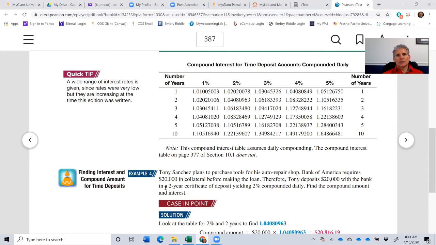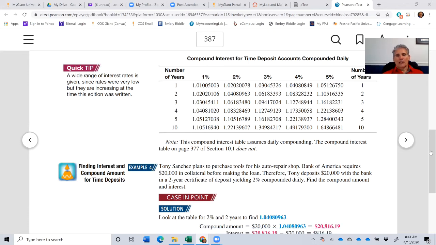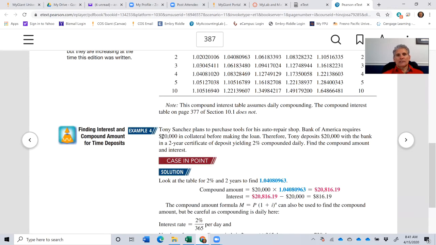2%, 2 years. Here's the factor, 1.04080963. The amount deposited was $20,000. We're going to multiply that by the factor. We'll come up with a maturity value of $20,816.49. We subtract the original deposit of $20,000 and we learn that he actually earns $816.19.